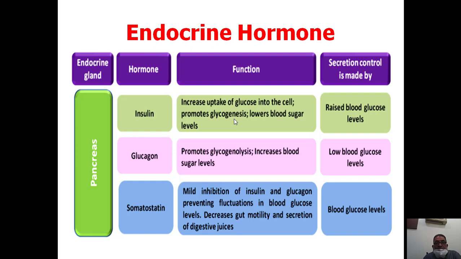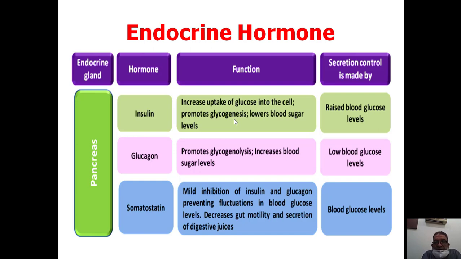Glucagon is a hormone which promotes glycogenolysis. Glycogen present in the stores of the liver is broken down into glucose with the help of this hormone secreted by the alpha cell. Glucagon is only stimulated by a low blood sugar level. Low blood glucose level will increase the secretion of glucagon, which promotes what? Glycogenolysis, increased blood sugar level.